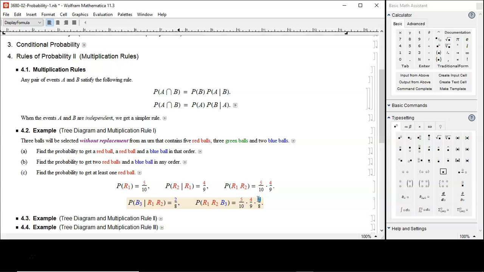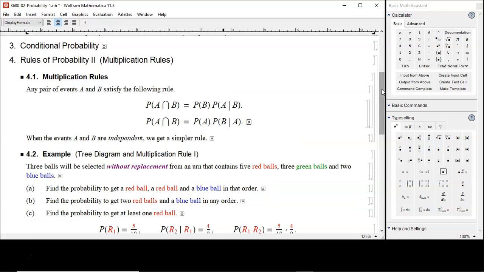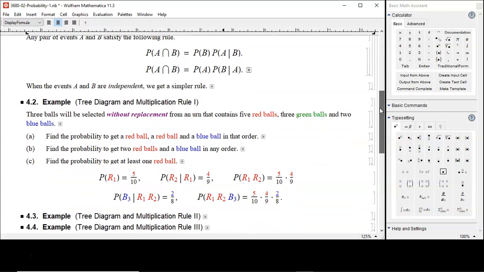And then red, red, blue. Let me expand the font. Maybe I should have done it earlier. I have so many fractions here. It would have been easier this way to read. So what did we just do? We used this multiplication rule multiple times. First row, and then through this conditional probability, we got the second row by multiplication rule. Now this conditional probability, and then we get the third row.